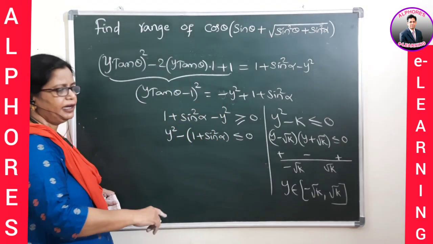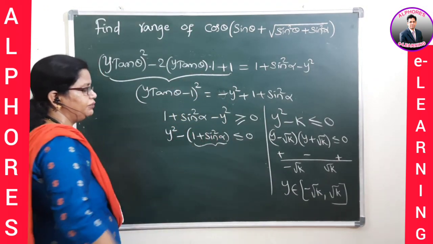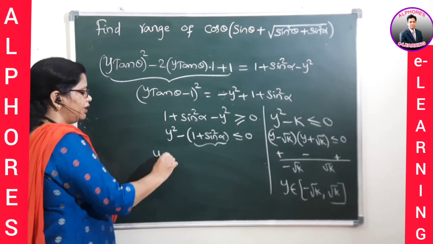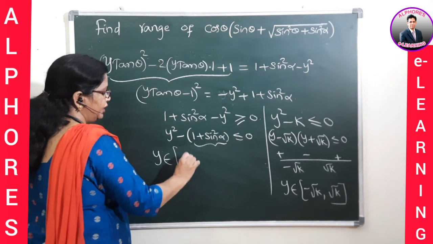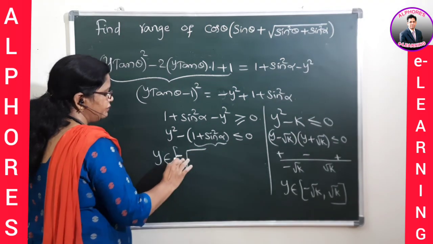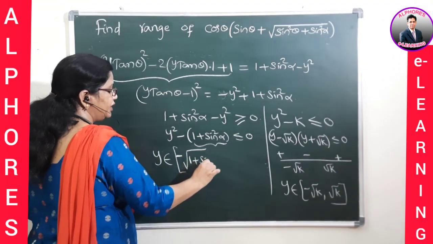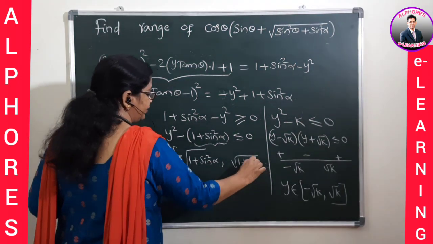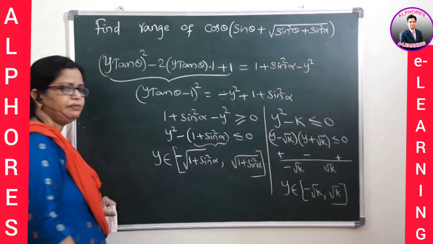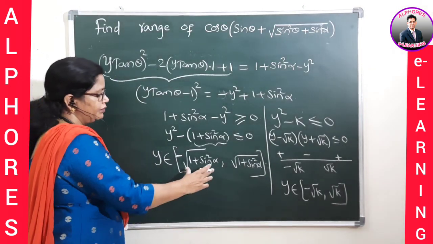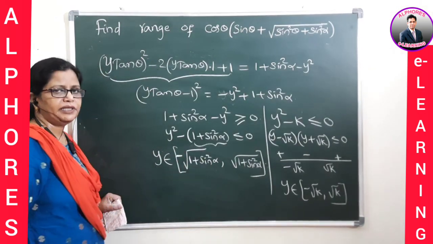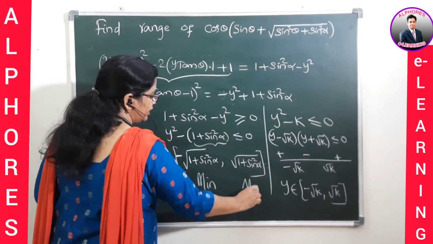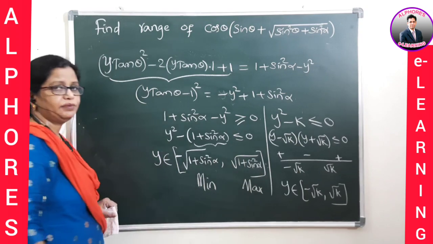In the k value, now you are having which kind of term? 1 plus sine square alpha. Therefore, in this problem, y belongs to minus under root of 1 plus sine square alpha, to positive under root of 1 plus sine square alpha. Therefore, what is the minimum value of this function? Minimum is minus root of 1 plus sine square alpha and the maximum value is plus root of 1 plus sine square alpha.